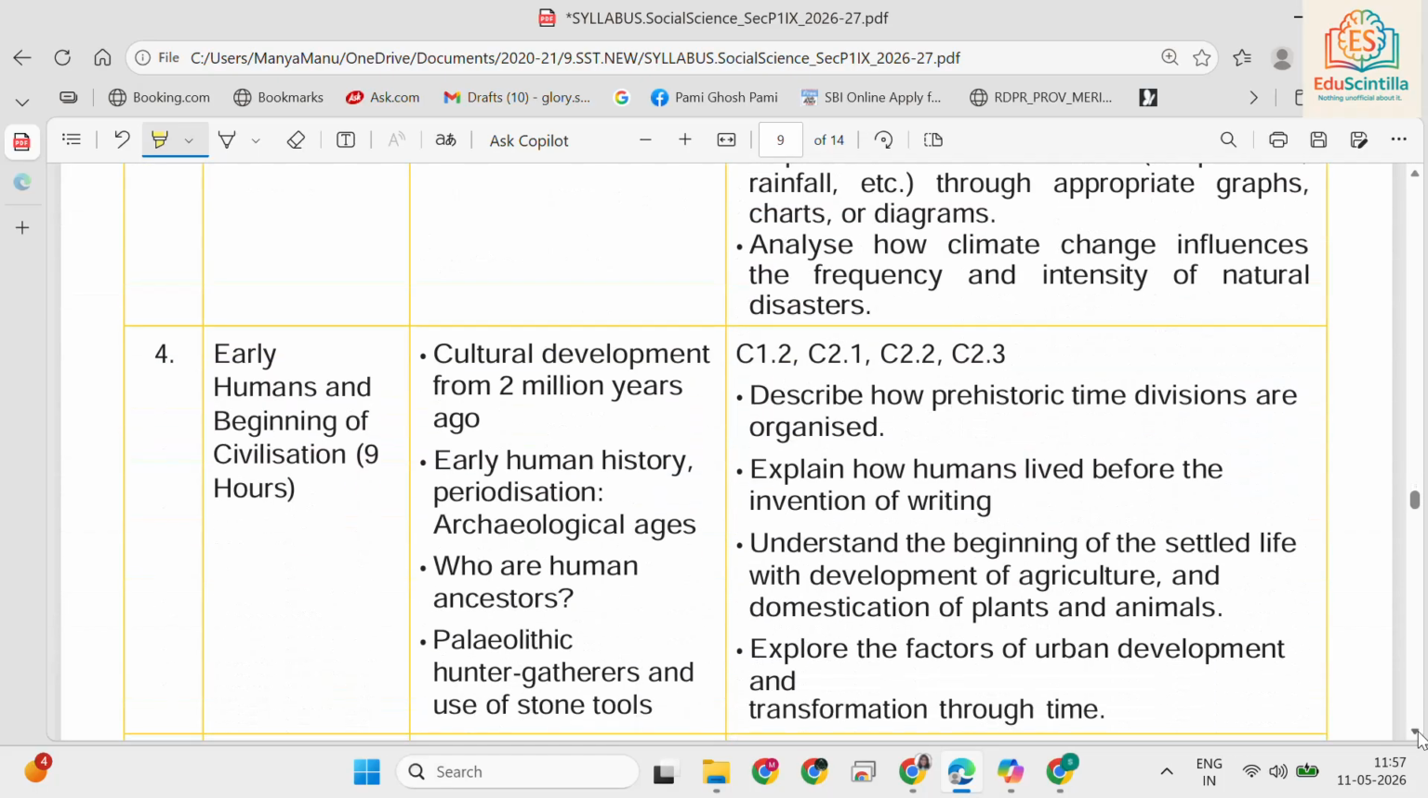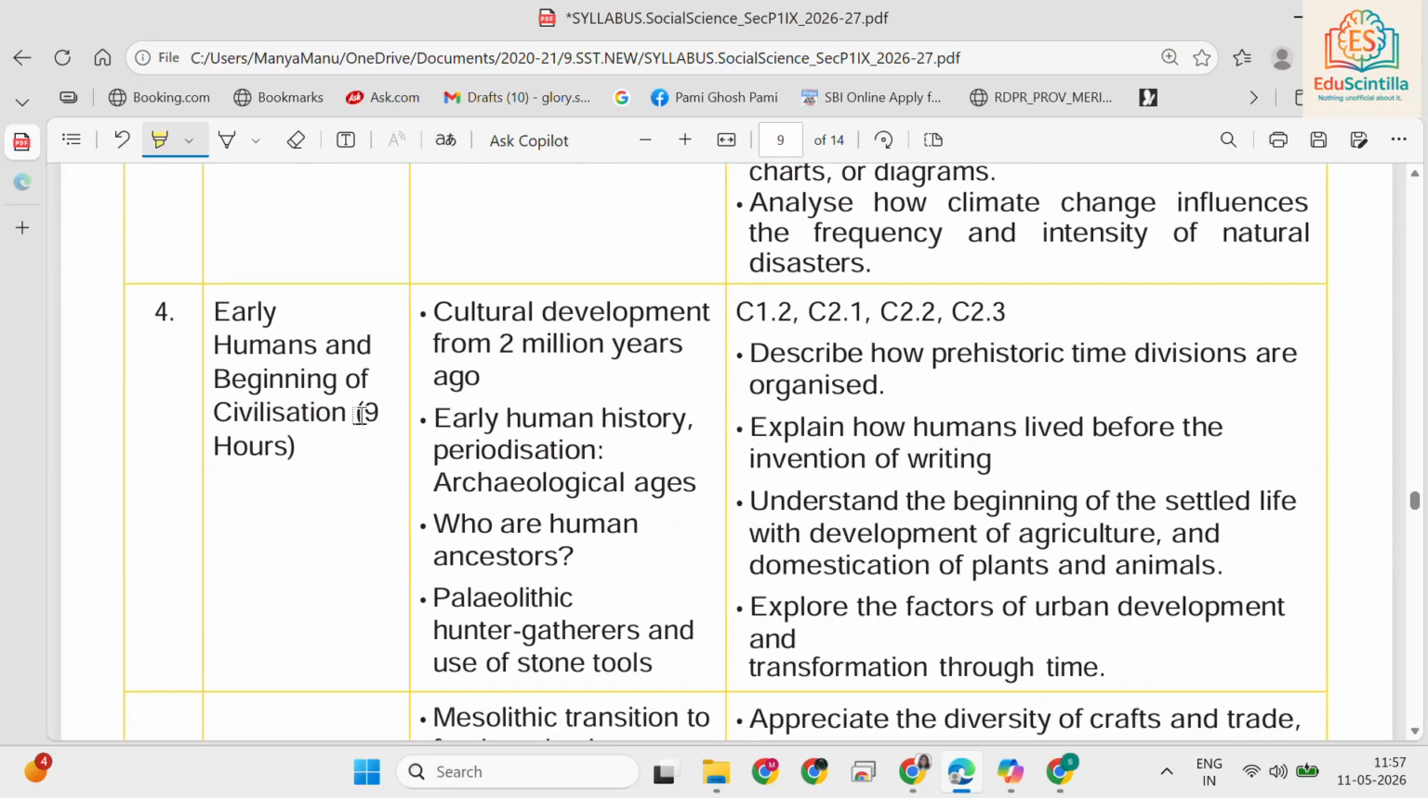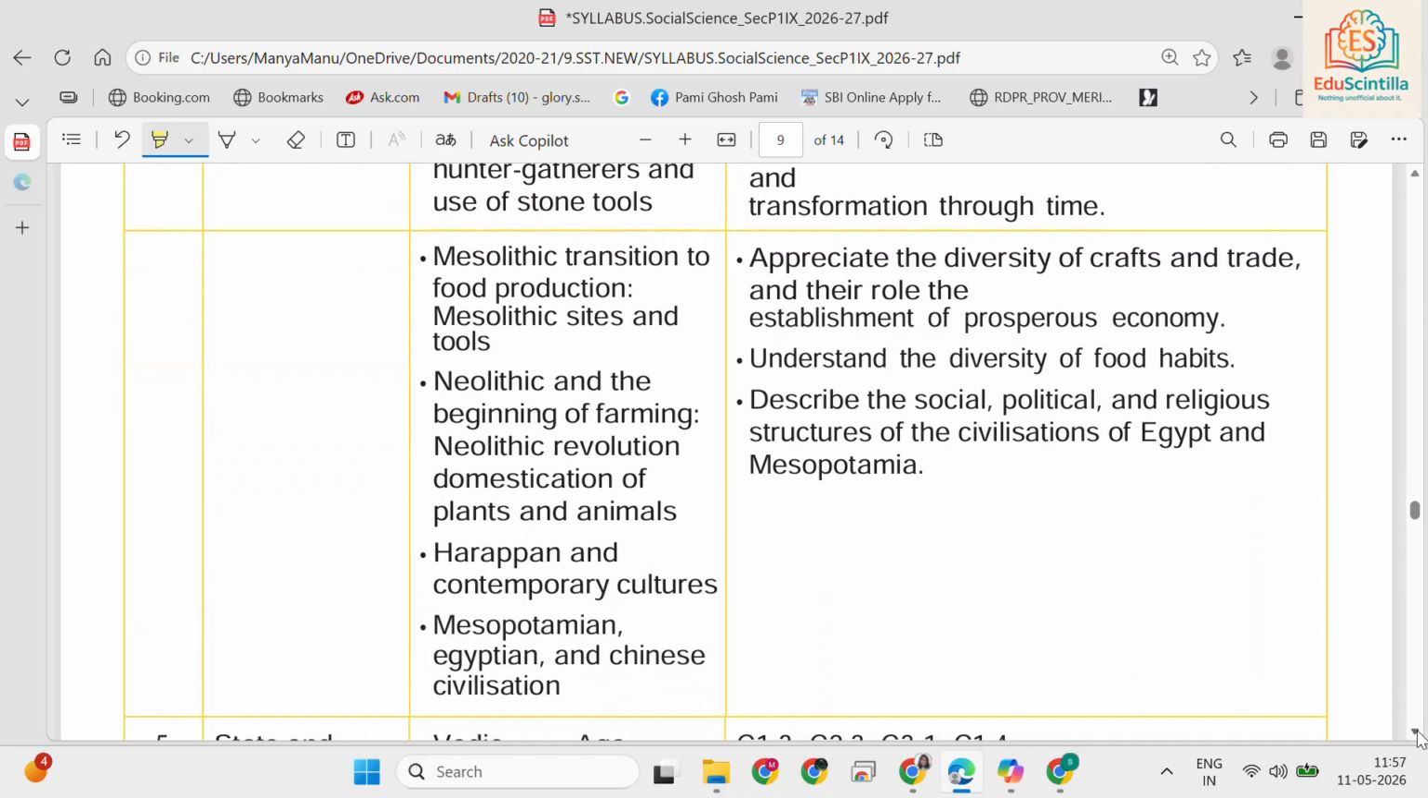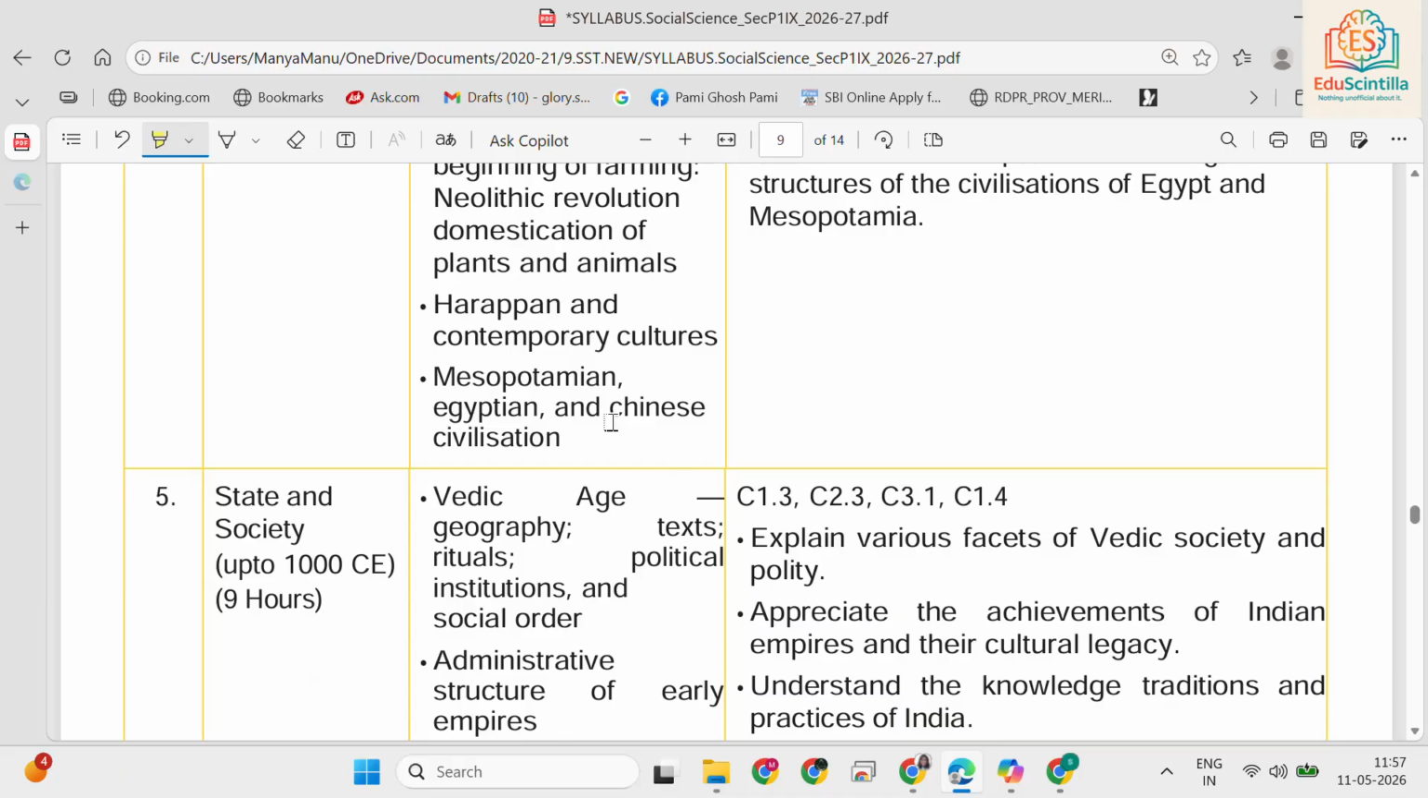Next, the fourth one is early humans and beginning of civilization. Time allocated for this chapter is 9 hours. Then cultural development from 2 million years ago, early human history, periodization, archaeological ages, who were human ancestors, Paleolithic hunter gatherers, and Mesolithic, Neolithic, Harappan, and contemporary cultures, Mesopotamian, Egyptian, and Chinese civilizations.